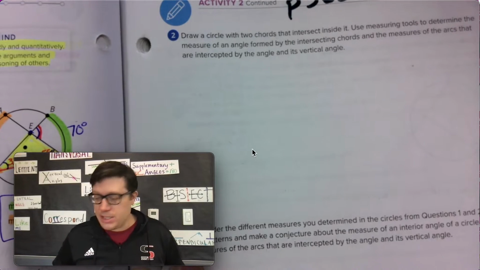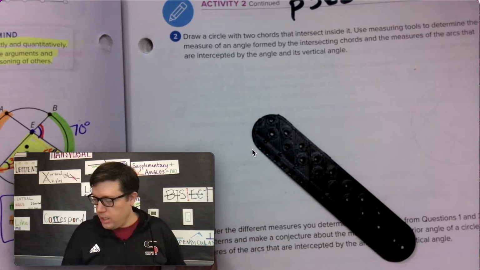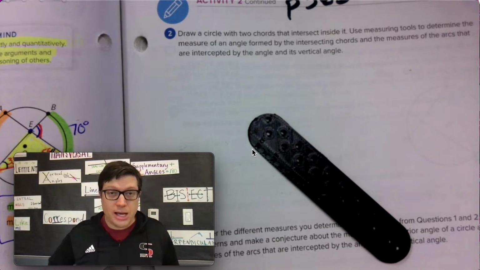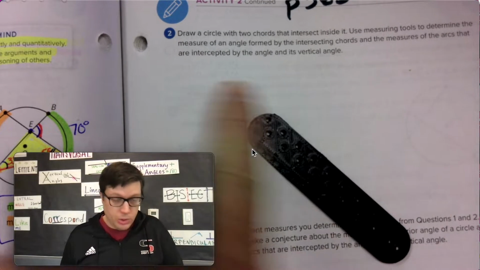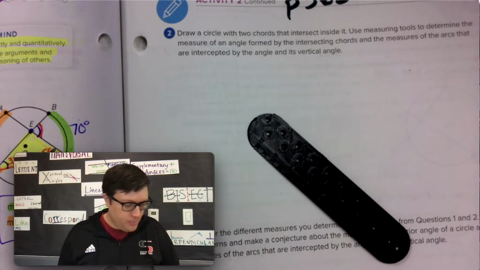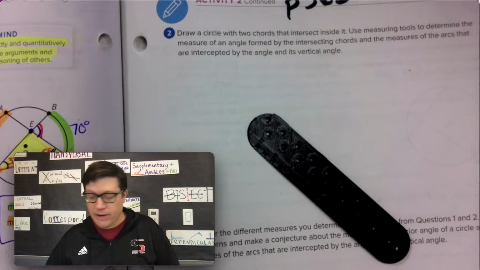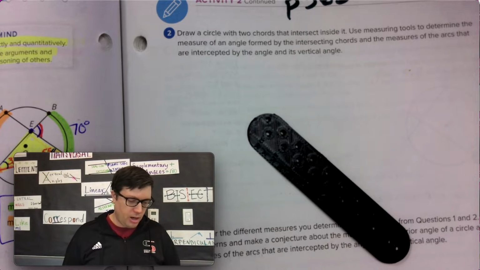To be ready for today's activity, you're going to need a compass. So I got my 3D printed one. And then you're probably going to need a protractor to help measure angles if you don't have that already. And let's get into it, all right? We are reasoning abstractly and quantitatively, and we are constructing viable arguments and critiquing the reasoning of others.